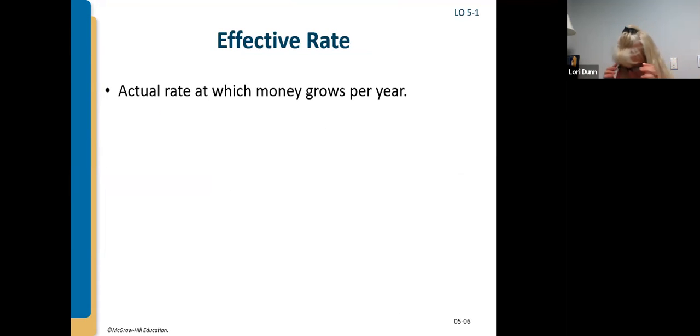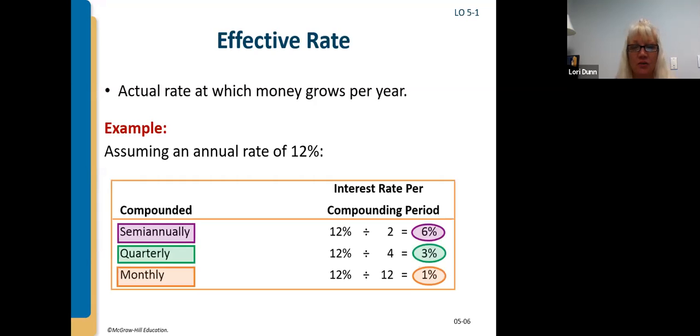All right. Now, we're going to come across a couple different kind of terms when it comes to interest rates. One is called the effective rate, or we call it the market rate. And that's the actual rate of interest at which your money grows each year. So it gets kind of funky sometimes when we start doing calculations here. Just because you have an annual rate of interest of 12% doesn't mean your total earnings will be 12%.